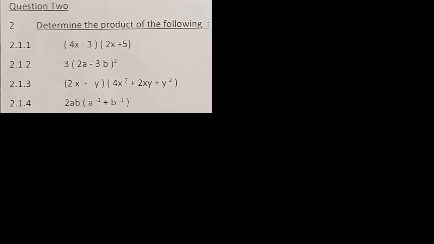Alright, question 2, determine the product of the following. 2.1.1, we have the two binomials next to each other, so we know we have to apply the FOIL method. Now remember the FOIL method. If I write the question down, we have 4x minus 3, that's one bracket, and we have 2x plus 5.